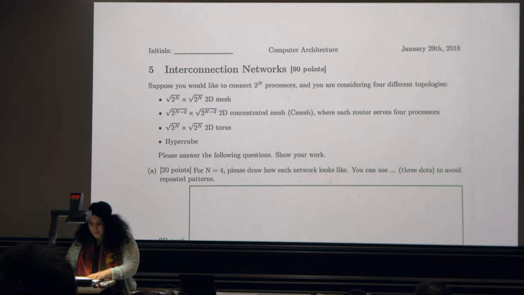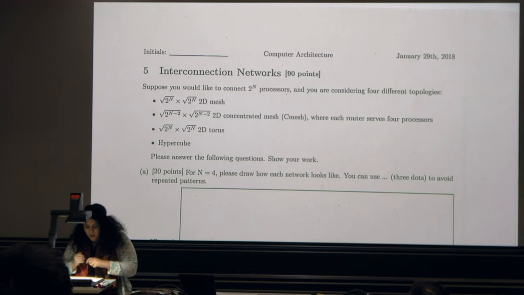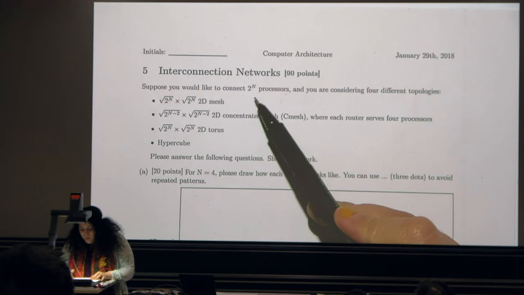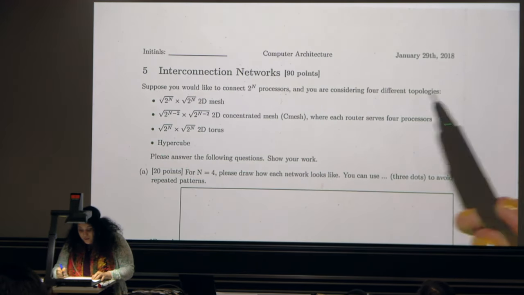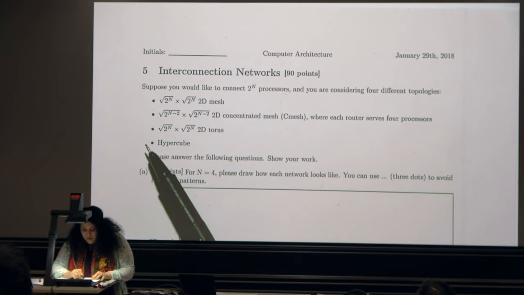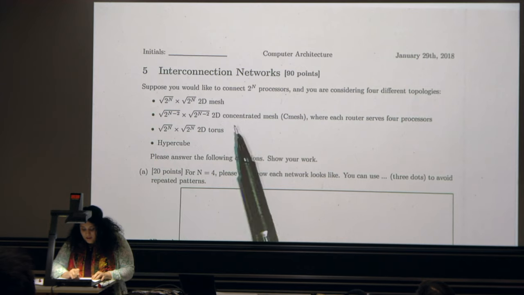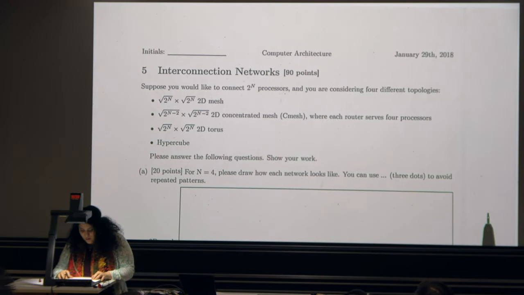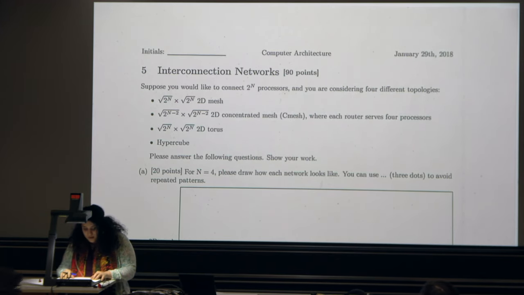Okay, all set up. So this question is about interconnection networks. It says, suppose you would like to connect 2 to the power of n processors and you're considering 4 different topologies. First is 2D mesh, then a concentrated mesh where each router serves 4 processors, then a torus and the hypercube. Then it asks to answer different questions about networks with these topologies. So at first, part A says that, for n equals 4, please draw how each network looks like. Then you can use dot dot dot to avoid repeated patterns.